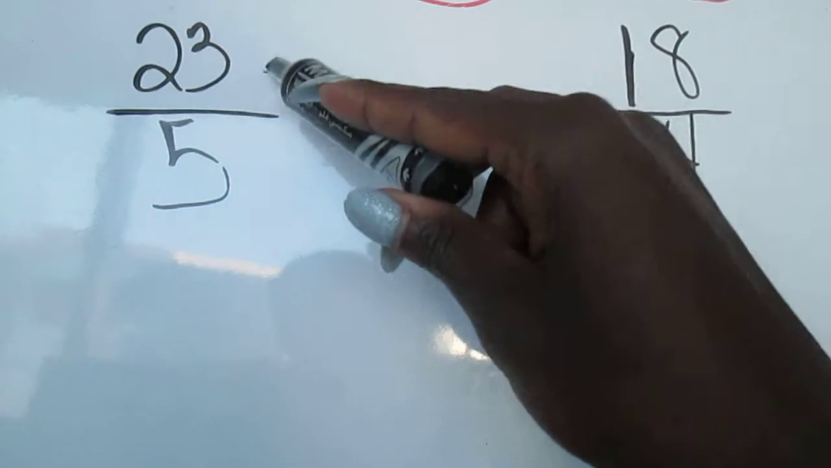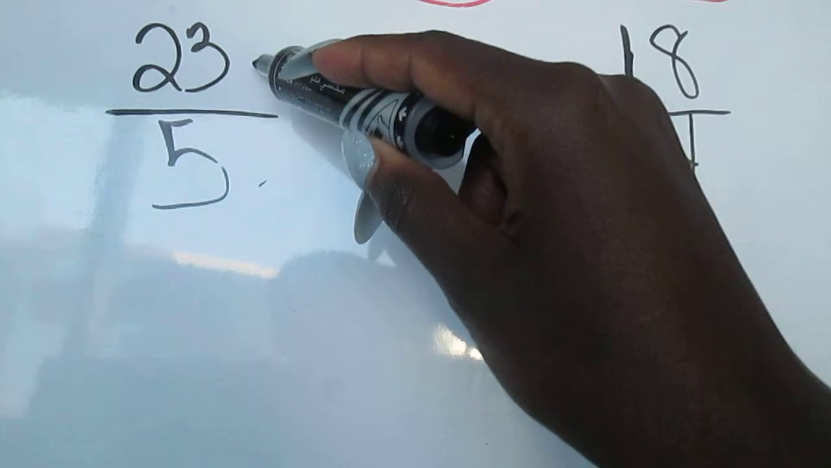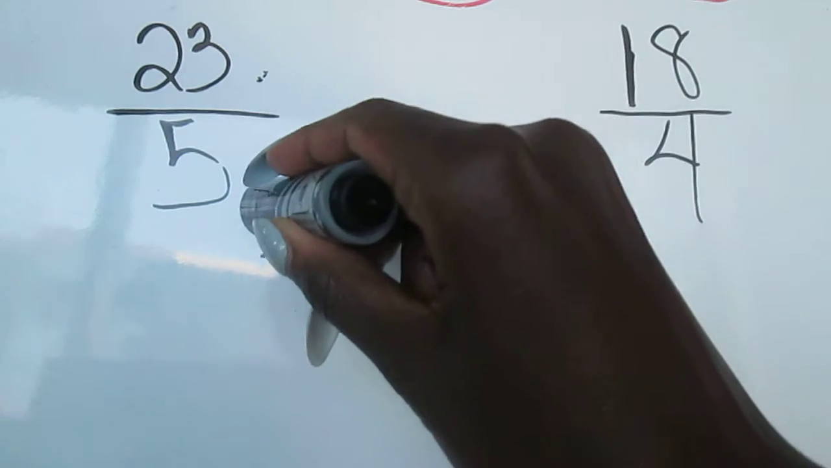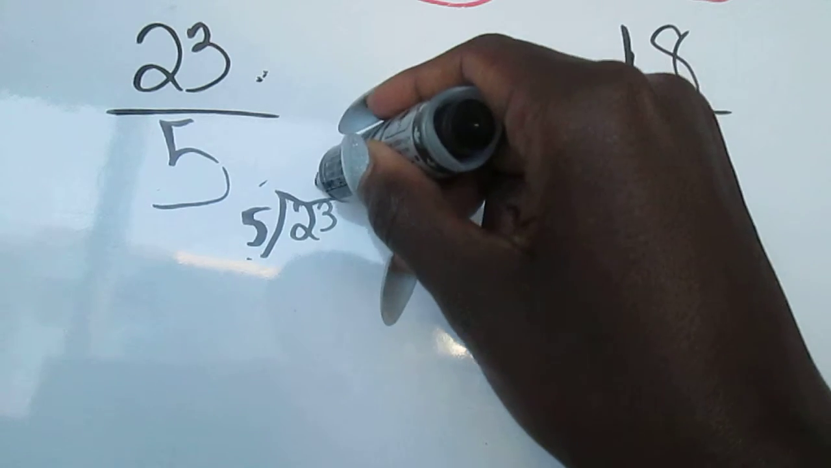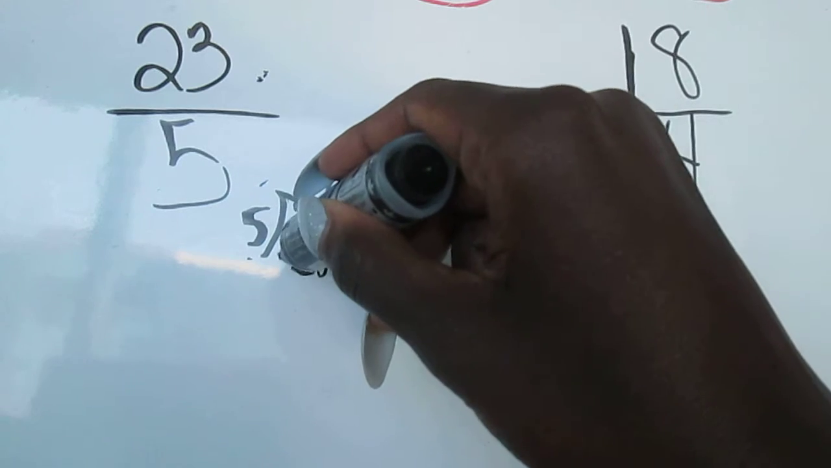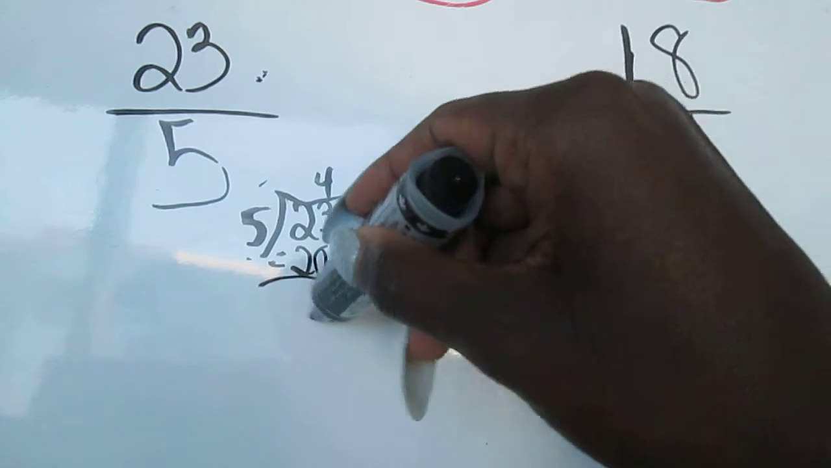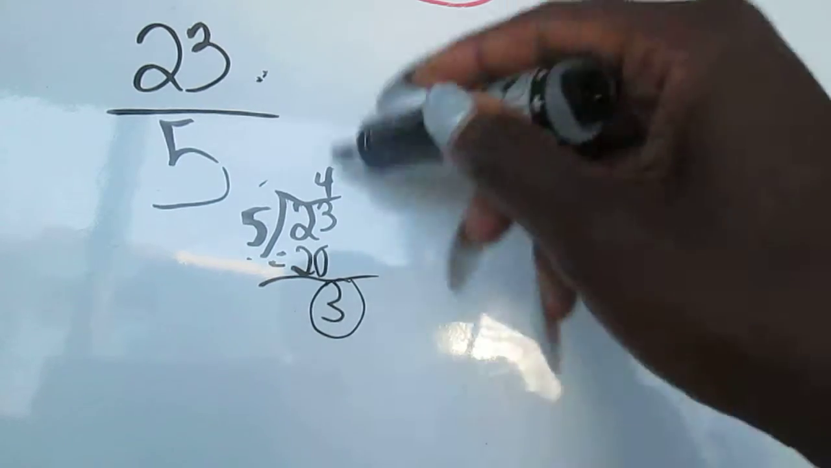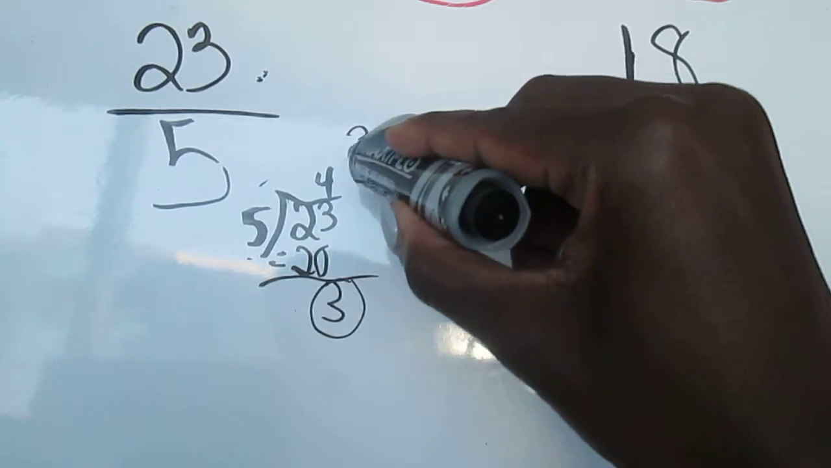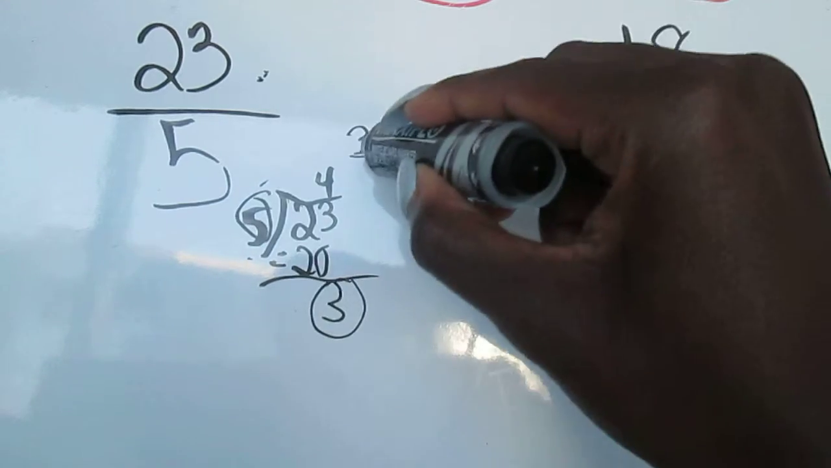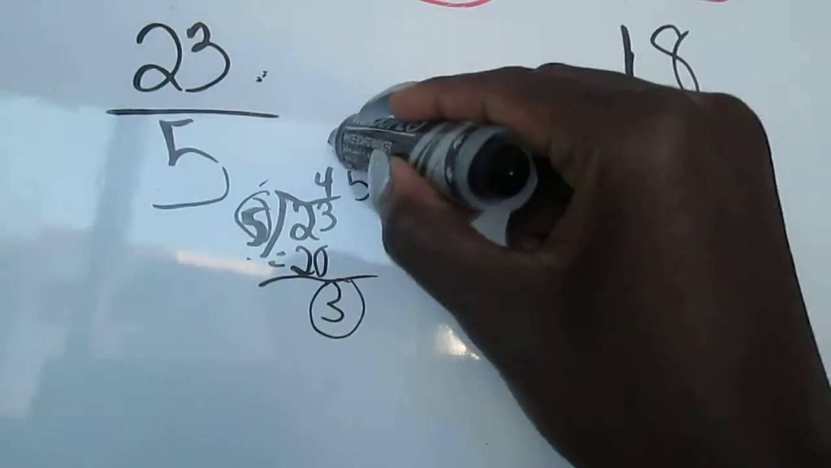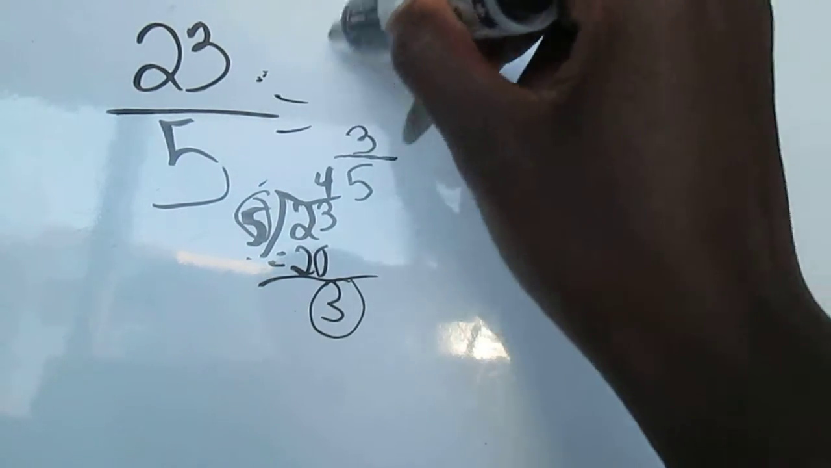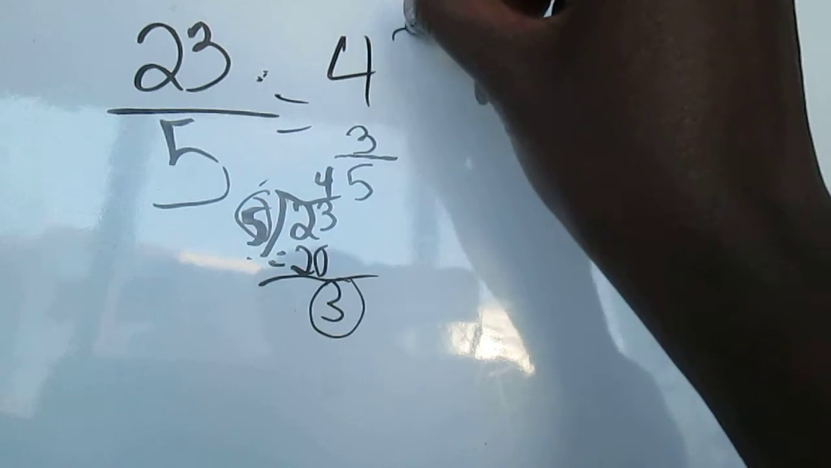So here we have 23 over 5. You take the numerator and you divide your numerator by your denominator. How many 5s in 23? There are 4. 4 times 5 is 20. I have 3 left over. This leftover or remainder becomes your numerator. This 5, which is your divisor, becomes your denominator. So divisor, denominator, divisor, denominator. And so 23 over 5 equals 4 3/5.